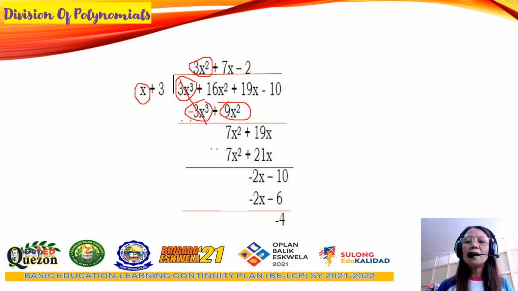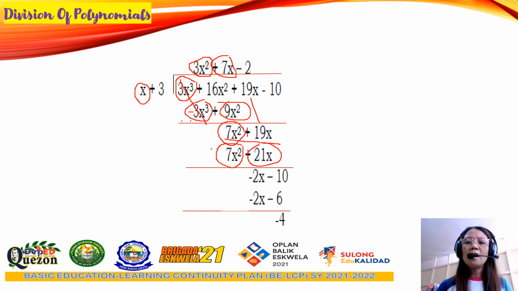Then copy the common numerical coefficient. Next, bring down the next term, 19x. So, meron na tayo ngayong bagong dividend na 7x squared plus 19x. Ulit, dito ulit tayo. 7x squared divided by x is equal to 7. Then, pabalik, multiply tayo. 7x times x is equal to 7x squared. 7x times 3 is 21x.